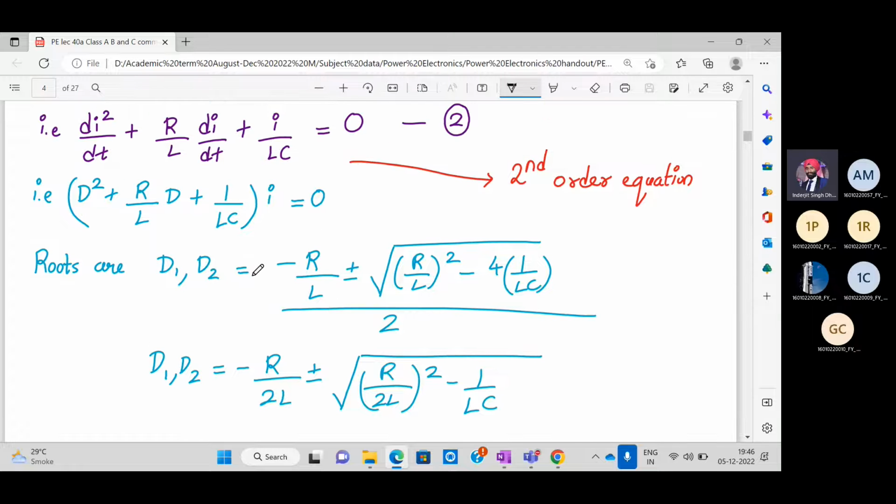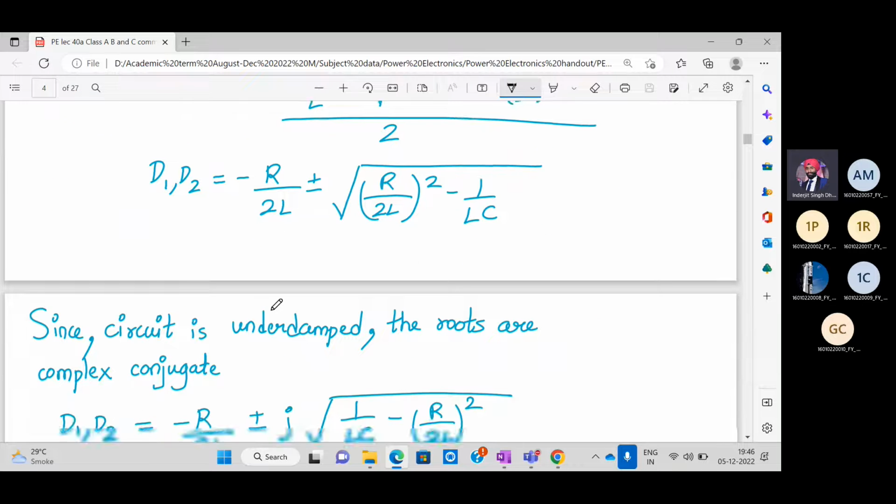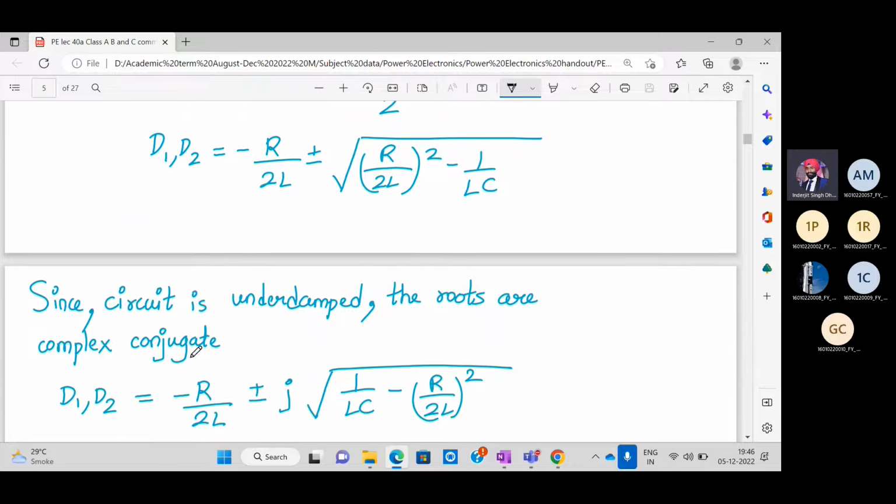So D1 and D2 are the roots. Minus R/L plus or minus square root of (R/L)² minus 4 into 1/LC, the whole raised to half, over 2. So these are the two roots. Since the circuit is underdamped, the roots are complex conjugate. So the roots are complex conjugate.